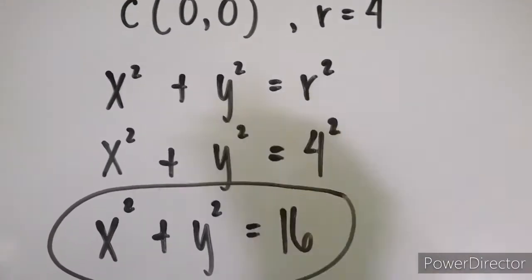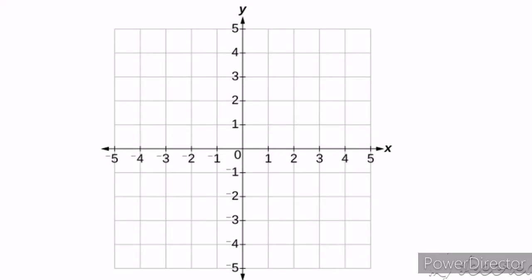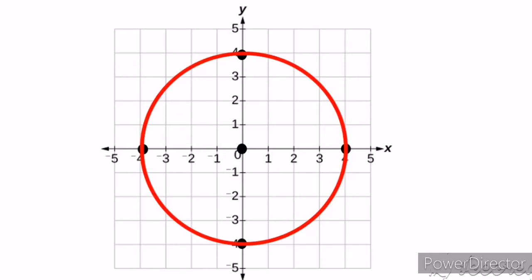So this is now our standard equation of the problem. Let's try graphing the standard equation. Remember that our center is located at the origin. And our radius is 4, so we put a point at positive and negative 4 on every axis. After that, you can use your compass to create a circle. Make sure that the curve crosses all points except its center, just like this one. And we have now our circle with the center at the origin and radius equal to 4.